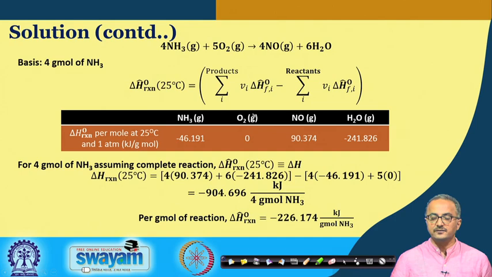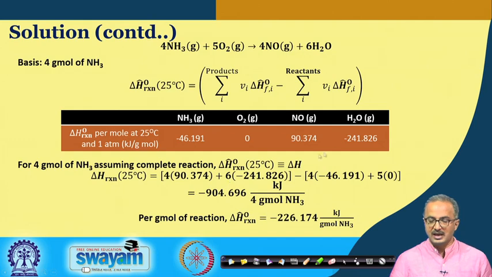And you can see that for the pure components, only oxygen, there is no heat of formation. For the other compounds we have the heat of formation, and now once we get these heat of formation values, we can plug in their respective stoichiometric coefficients. For the product, like here we have for the NO, this is 4. So, we are putting 4 here, and the heat of formation of NO is 90.374, which we are putting here, and for water it is 6 here.